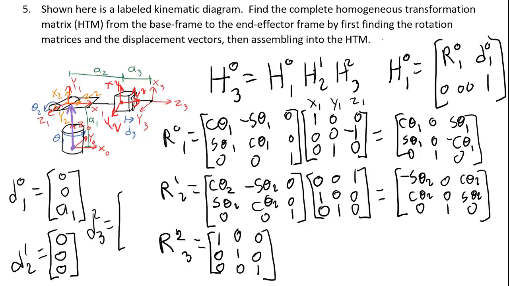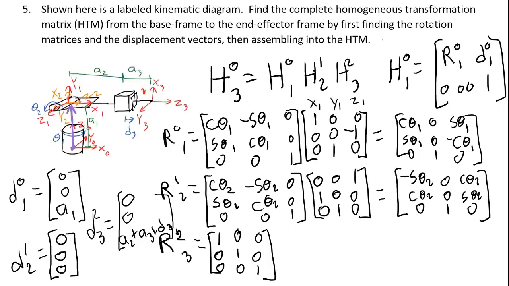That is still true, even though we've moved the center of frame 2 back to be on top of joint number 2. So the displacement from frame 2 to frame 3 is 0 in the x2 direction, 0 in the y2 direction, and in the z2 direction it's a2 plus a3 plus d3. And that is the D23 vector.